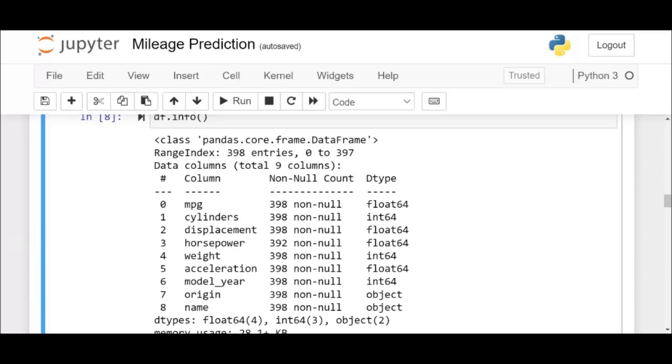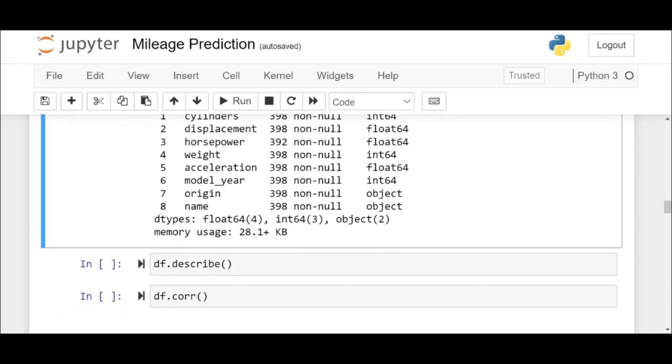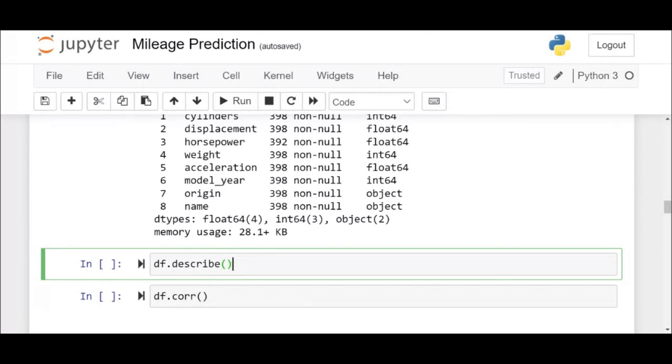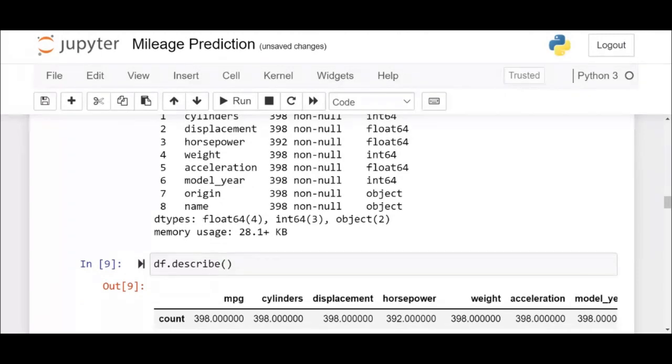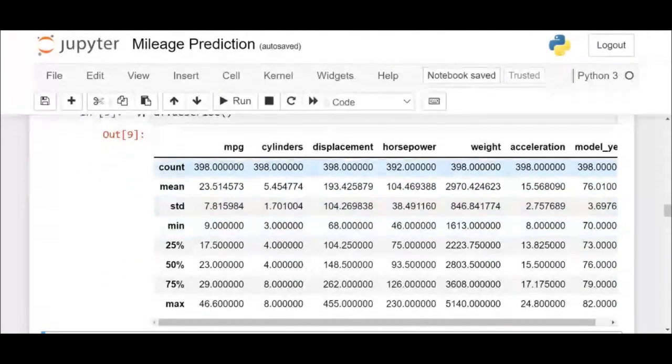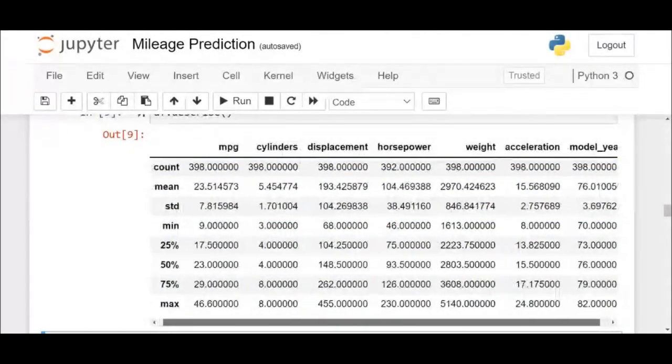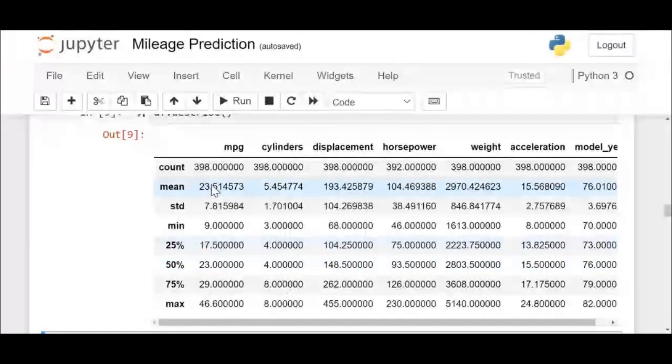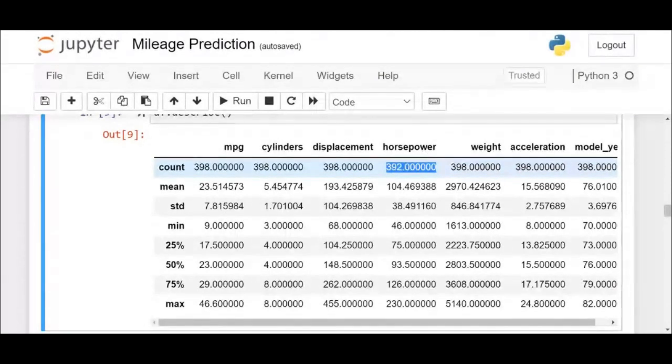So here, one thing we have to do is look for the missing values. Great. Now let's see the describe function. The describe function gives us the summary statistics, like whether there are missing values, or what the count is. Horsepower has 392 compared to the others having 398.